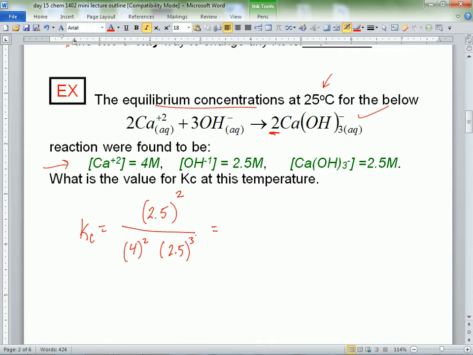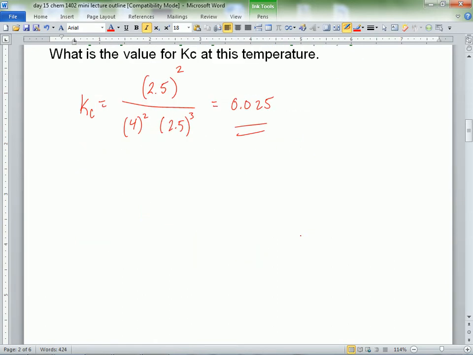What button do I push to raise stuff to a power? X to the y. Good. So push the x to the y, then a 3, hit equals, and I got 0.025. Okay. Make sure you can do that. We're good? So that's our answer. Let's put that answer down.